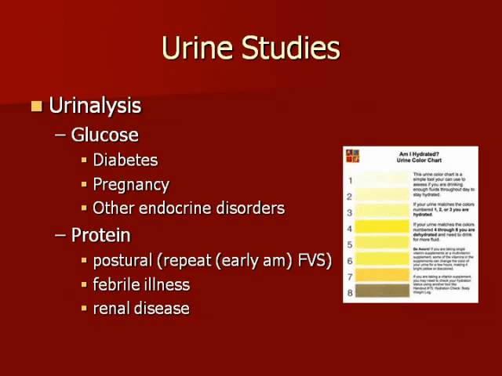What's the average age of menopause in the United States? 52. So urine studies, we look for glucose, we look for protein. You can have trace protein in your early AM, first voiding, and that would be okay, and it can be related to exercise.